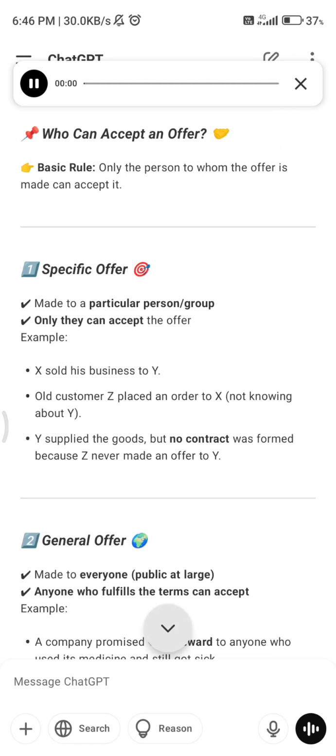Who can accept an offer? Basic rule, only the person to whom the offer is made can accept it. 1. Specific offer. Made to a particular person or group, only they can accept the offer. Example, X sold his business to Y. Old customer Z placed an order to X, not knowing about Y. Y supplied the goods, but no contract was formed because Z never made an offer to Y.